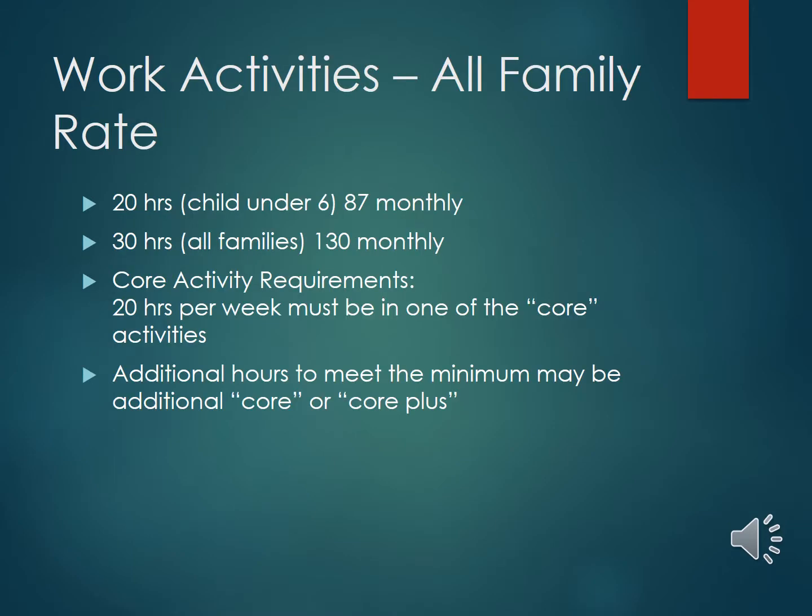Let's start off with work activities for the all-family sector. For those with a child under 6, the requirement is 20 hours core weekly, which amounts to 87 hours monthly. If the family has no child under 6 years of age, then the requirement is 30 hours weekly, which comes out to be about 130 monthly. The first 20 hours per week must be in core activity, and the additional hours to meet minimum participation may be in core or core plus.